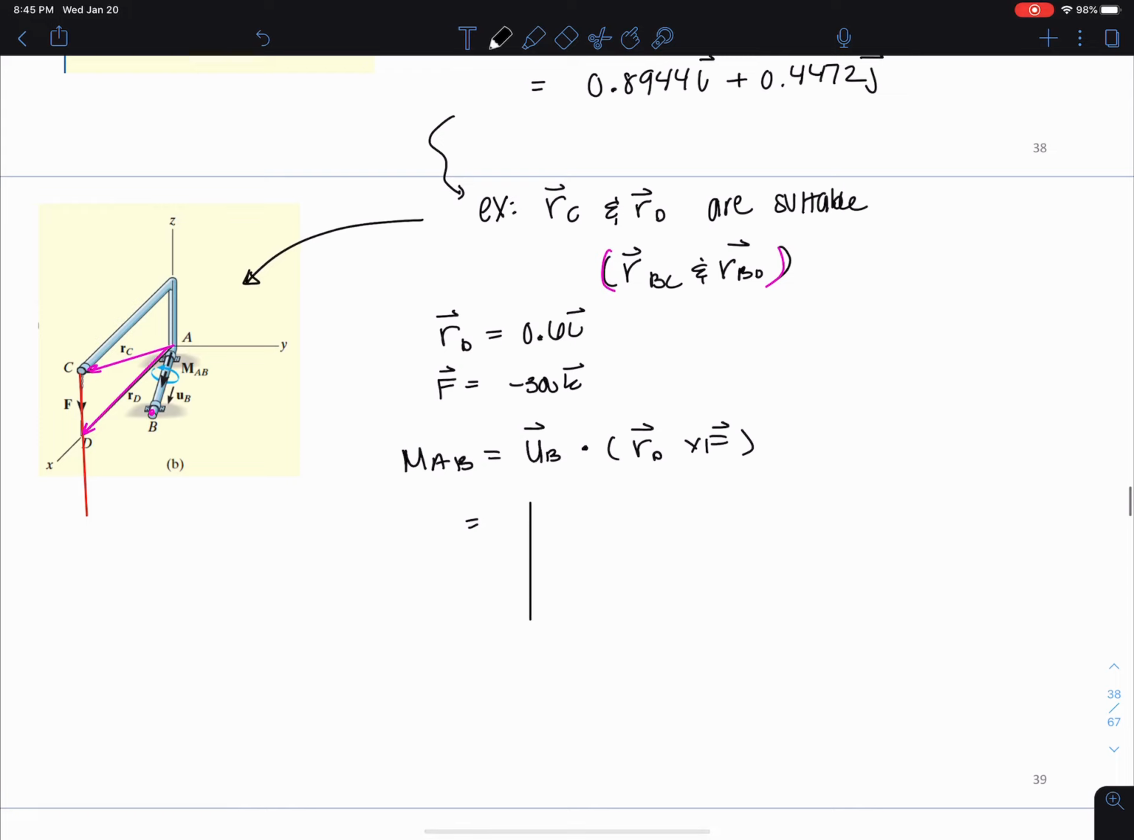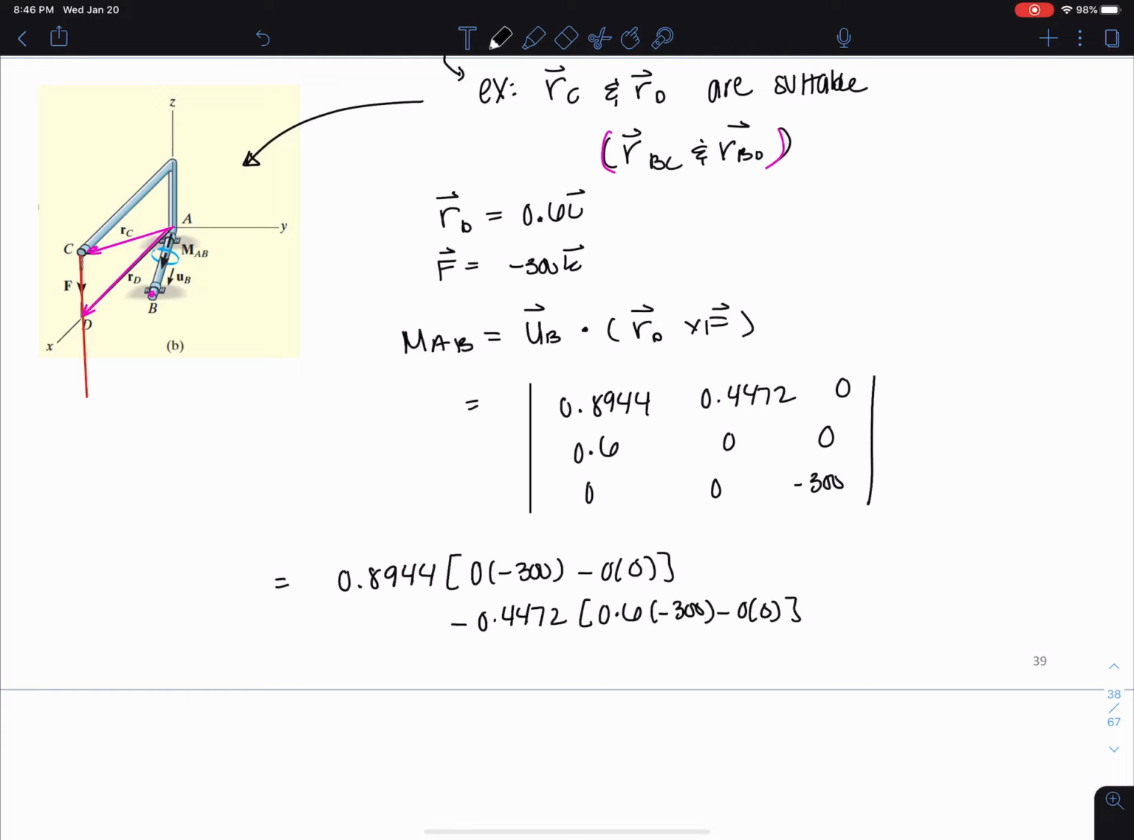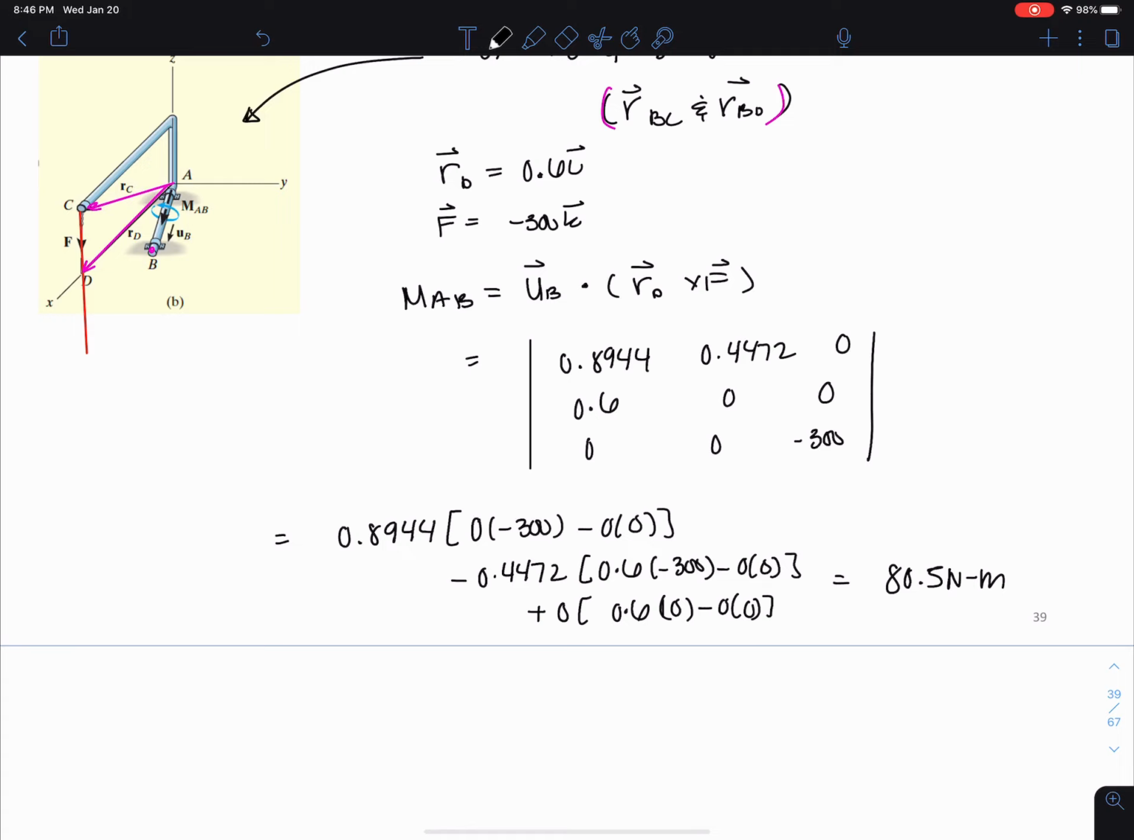I put the unit vector up here now. 0.8944, 0.4472, 0, this is how I can set this up, then 0.6, this is the RD vector, and now I'm going to put in the F vector, and I end up getting, this is the determinant here, 80.5 Newton meters, and this is positive.